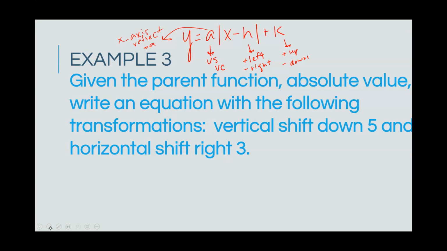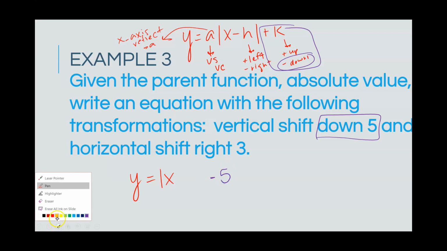So all I'm talking about is a down and a right. There was no stretch, no compression, no x-axis reflect, so there's no a value. So we're just going to write y equals absolute value of x. Now, it said a vertical shift down 5. Down 5 is going to be my k value here at the end, and it's going to be negative. So at the end of my equation, I'm going to have a minus 5.